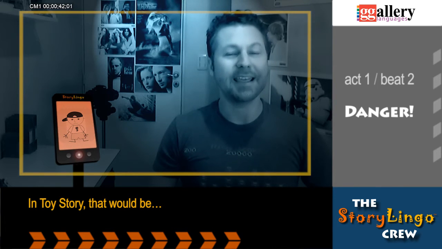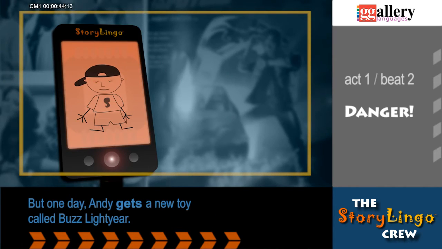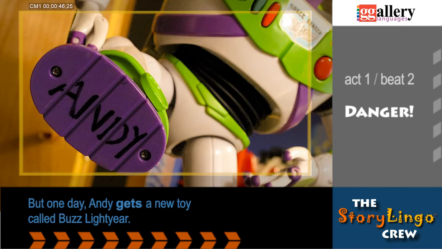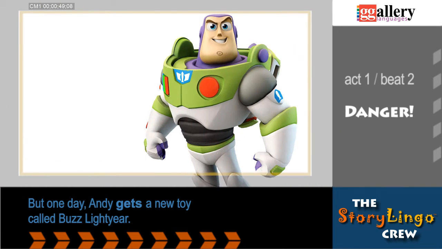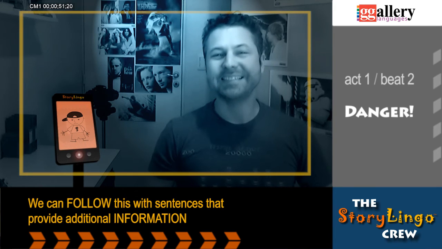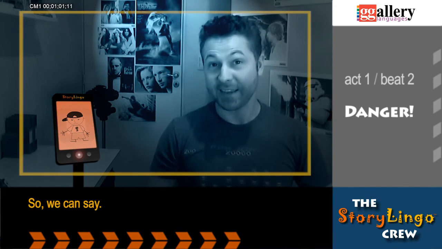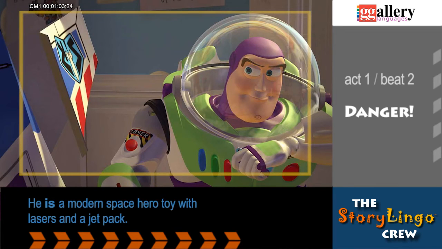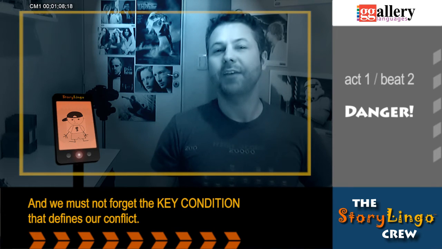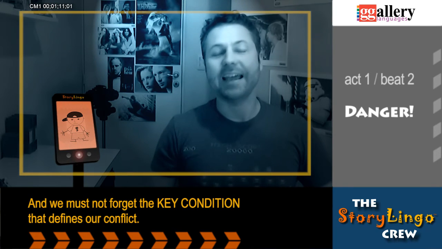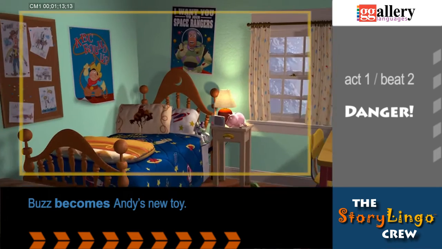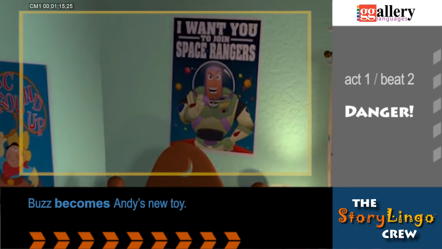In Toy Story, that would be, but one day, Andy gets a new toy called Buzz Lightyear. We can follow this with sentences that provide additional information about the problem that puts our character in danger. So we can say, he is a modern space hero with lasers and a jetpack. And we must not forget the key condition that defines our conflict. Buzz becomes Andy's new toy.